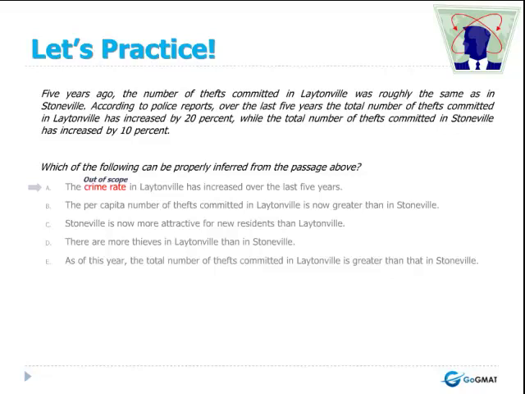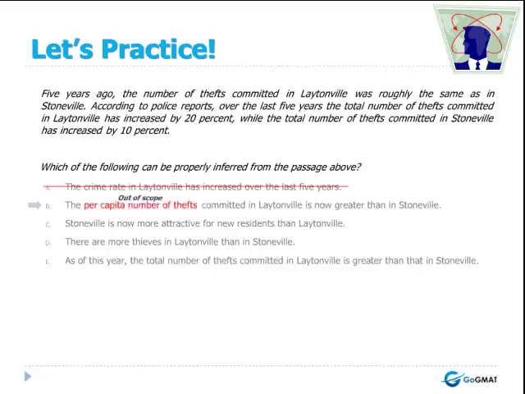knowing about other crimes. It is quite possible that while the number of thefts has increased, the number of other crimes has decreased. In addition, rate is a measure that takes account of population size, and no information is given about the size, relative size, or change in size of the two towns' populations.